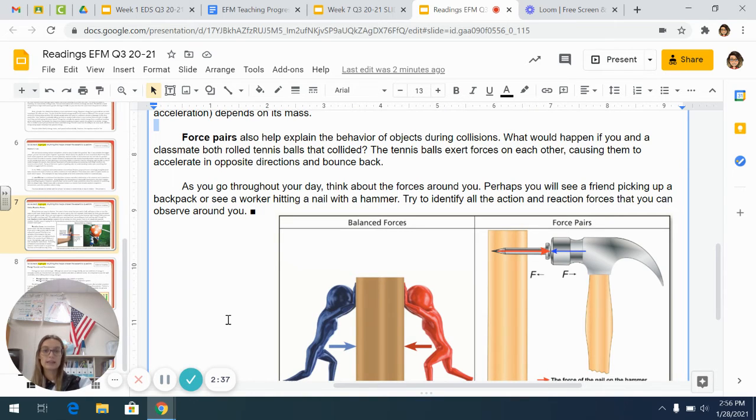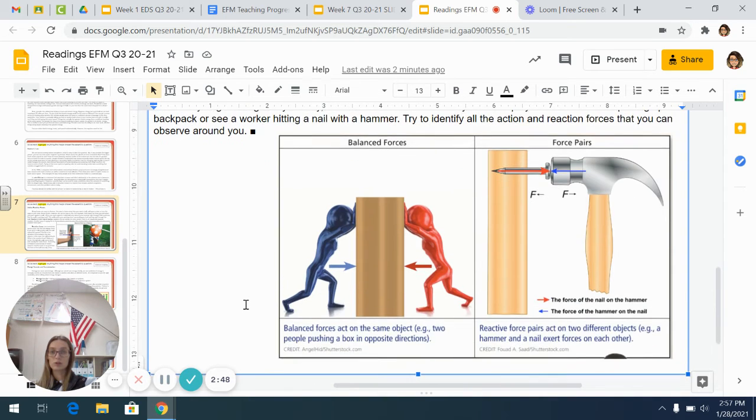As you go through your day, think about the forces around you. Perhaps you will see a friend picking up a backpack or see a worker hitting a nail with a hammer. Try to identify the action and reaction forces that you can observe around you.